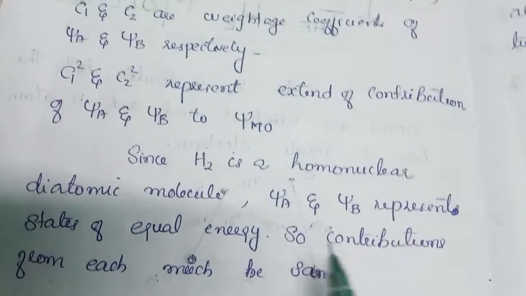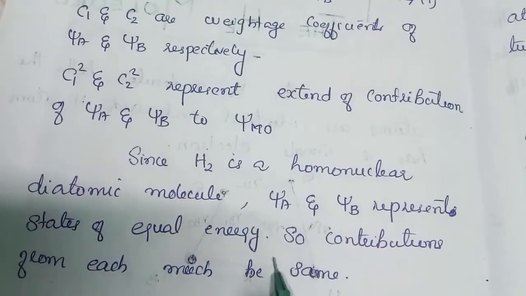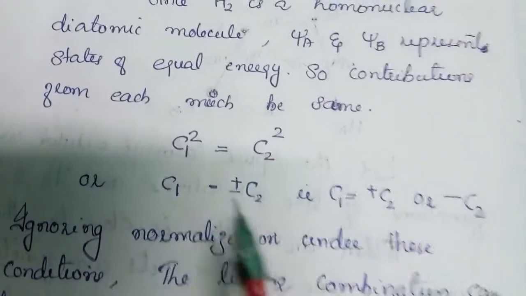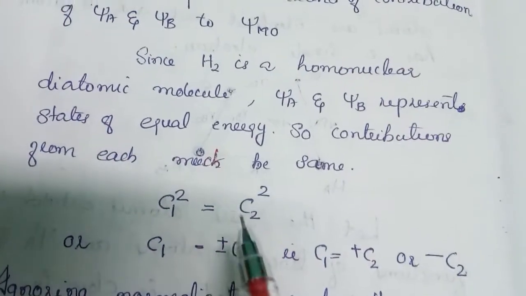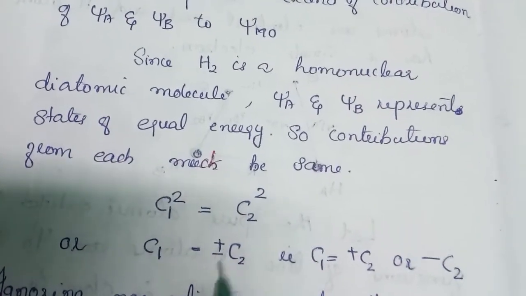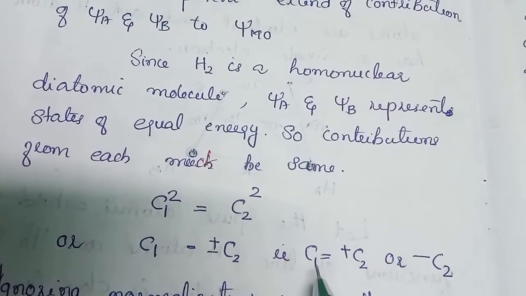So the contribution must be the same. The contribution from each orbital must be the same. That is, each must be the same, that is C1 squared is equal to C2 squared. So we can write C1 as plus or minus C2, that is C1 is equal to plus C2 or minus C2.